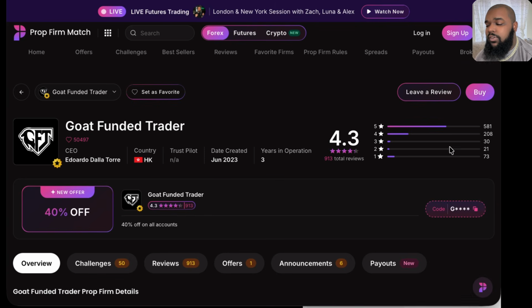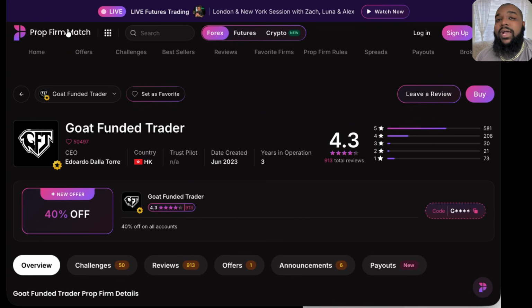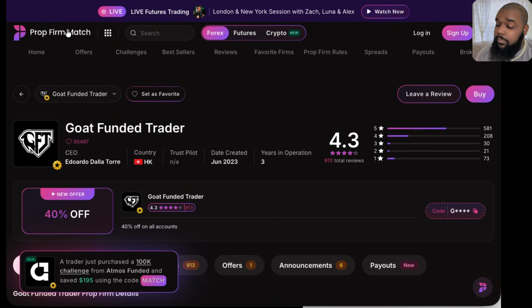If you pick a prop firm, make sure that they are on propfirmmatch.com, because if they're not on propfirmmatch.com, that means they're not vetted, they haven't been assessed, they haven't been reviewed like that, and you're probably gonna get scammed. So make sure that you are going on propfirmmatch.com.